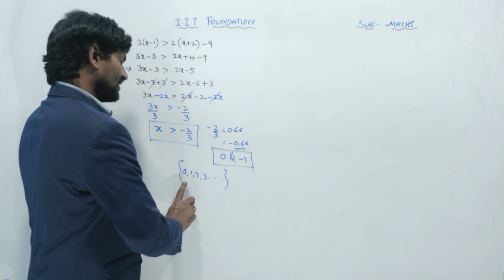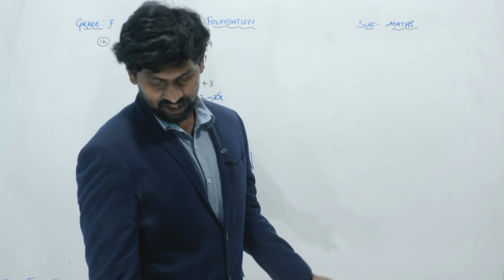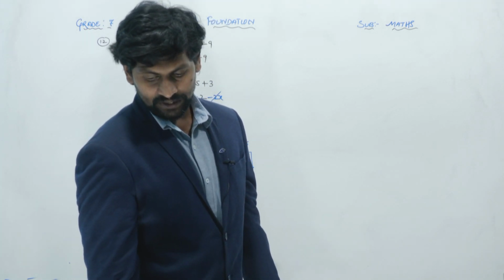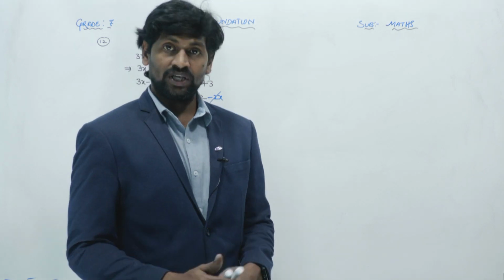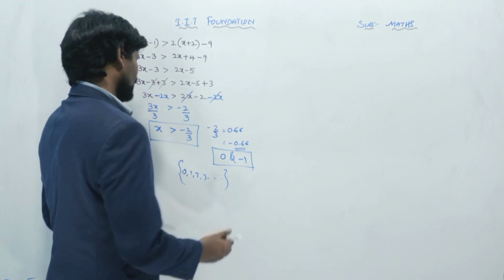Here minus 1 is given, but x cannot be minus 1. In the third option, minus 1 and minus 2 are both given there. The fourth option is 0, 1, 2, 3. So according to the options for the replacement set, the last option will be the correct one.